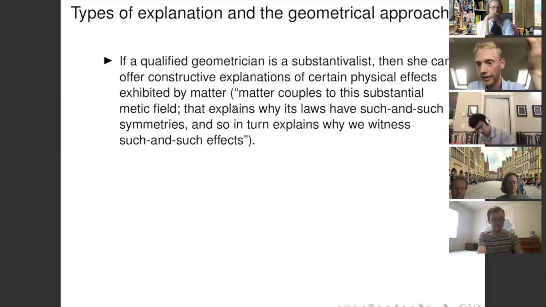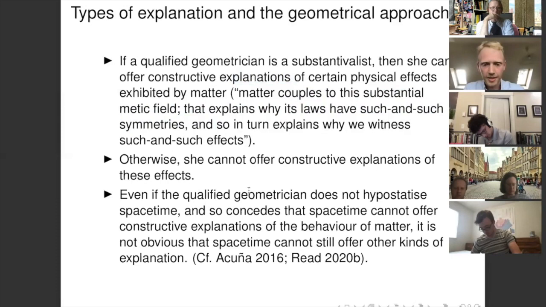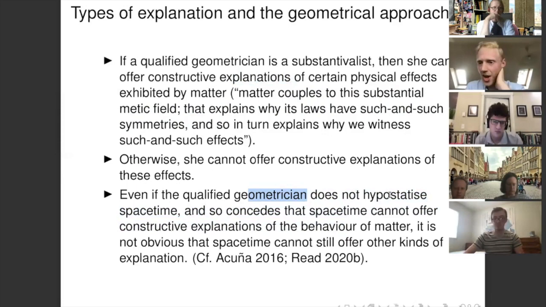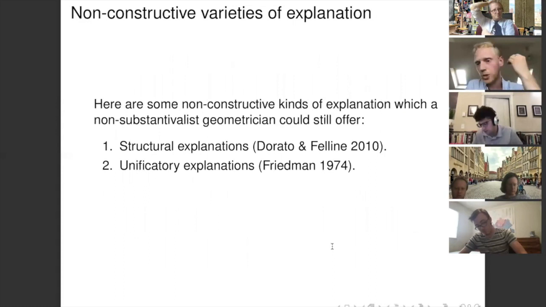But if a proponent of a geometrical view is not a substantivalist, then they can't offer constructive explanations, I would claim, because they don't think that that object is actually real. But what I would want to say is that even if a geometrician doesn't hyperstatize space-time, i.e. isn't a substantivalist, and so concedes that space-time can't offer constructive explanations, there are still other kinds of explanations which they might be able to give. So here are two examples. So suppose that I'm a proponent of a geometrical view. I want to say that space-time explains the behavior of matter, but I'm also not a substantivalist, so a constructive explanation is not available to me.